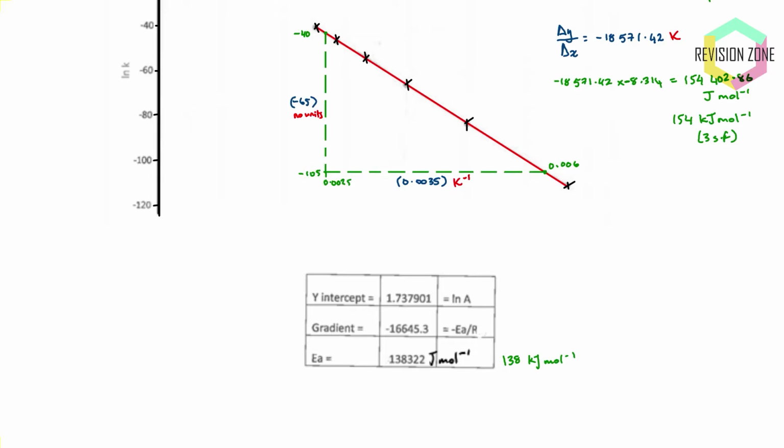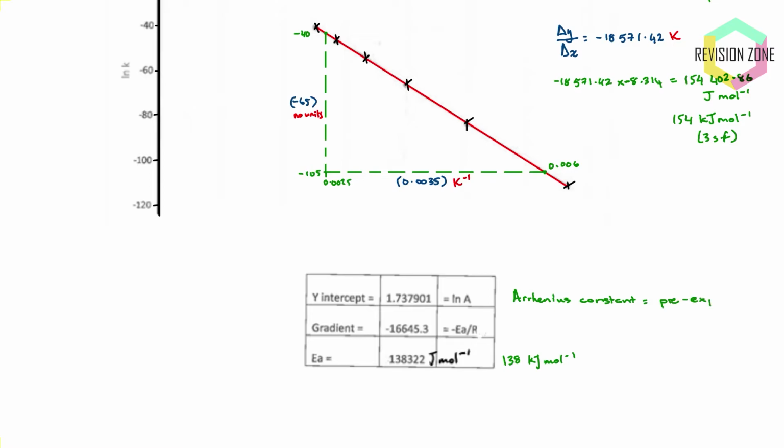Well, you can see my gradient was out by a couple of tens of thousands, about 20,000 really there, which would have made the difference following on. However, we're also asked to calculate the pre-exponential factor, so i.e. Arrhenius constant. So remember, Arrhenius constant is known as the pre-exponential factor.